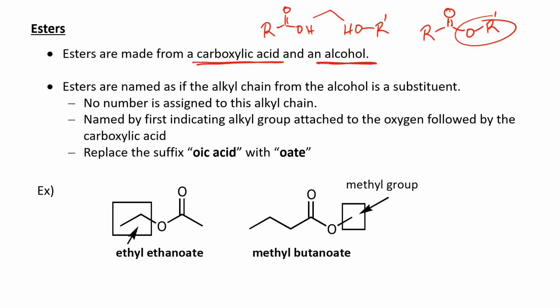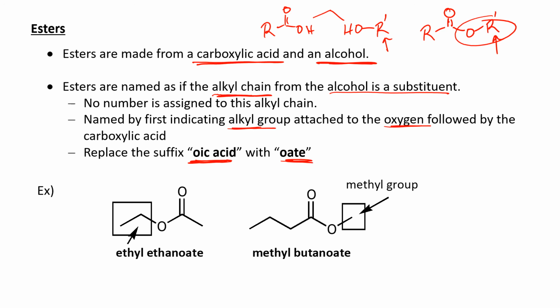So esters are named as if the alkyl chain from the alcohol is a substituent. So that's our R prime. We're going to treat that as a substituent. No number is assigned to this alkyl chain, and we name it first by indicating the alkyl group attached to the oxygen, followed by the carboxylic acid. You're going to change the suffix from oic acid to oate.